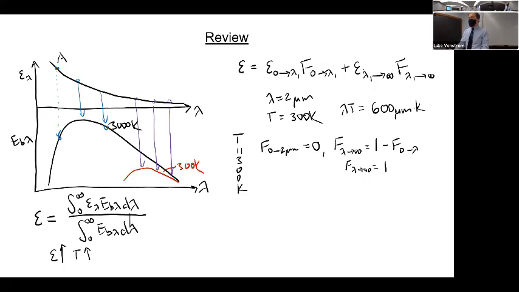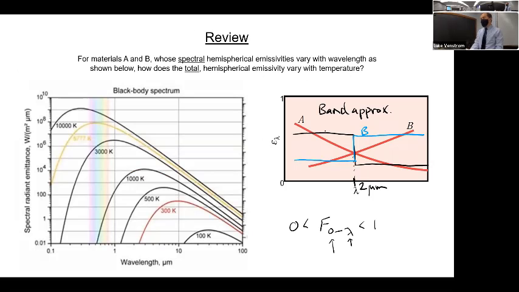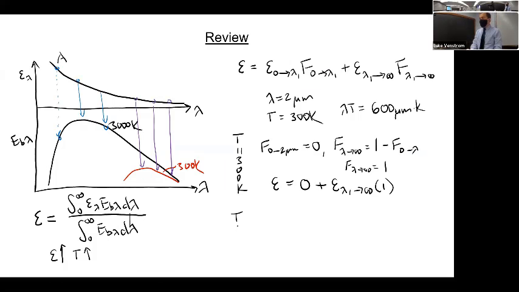So if I look at my equation for calculating the total emissive power, because this value is 0, it's like we have 0 plus whatever the value is for the other band times 1. So the total emissive power is going to take on the value of the spectral emissive power in the band at the higher wavelengths. So that's this band, right? So for material A, it's a lower value than material B.